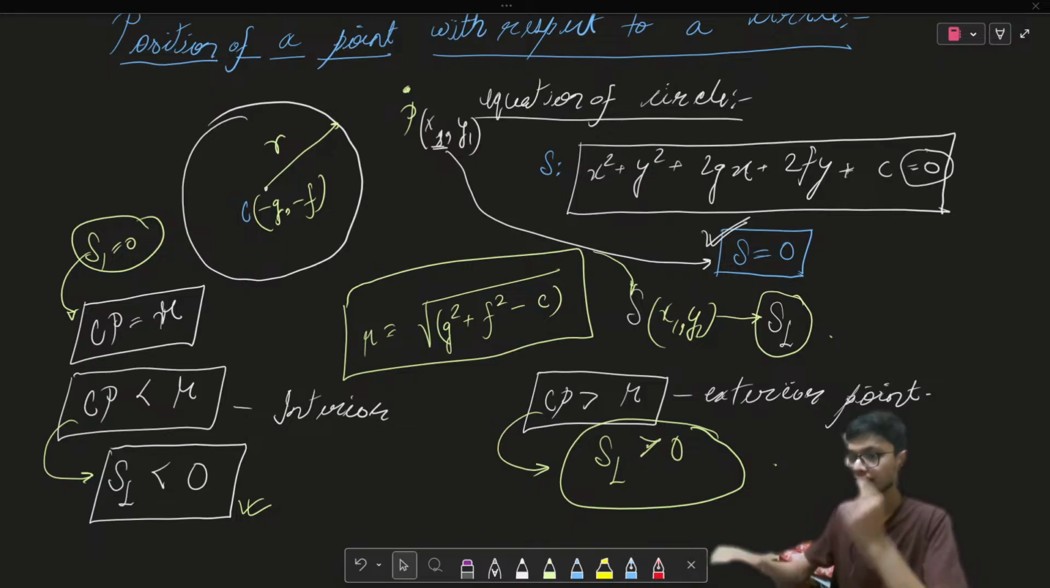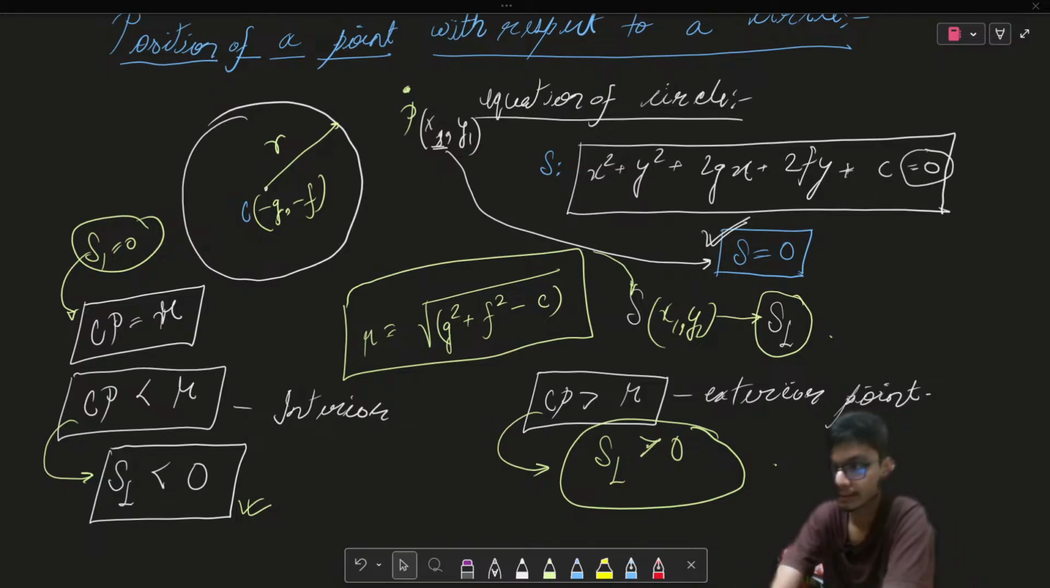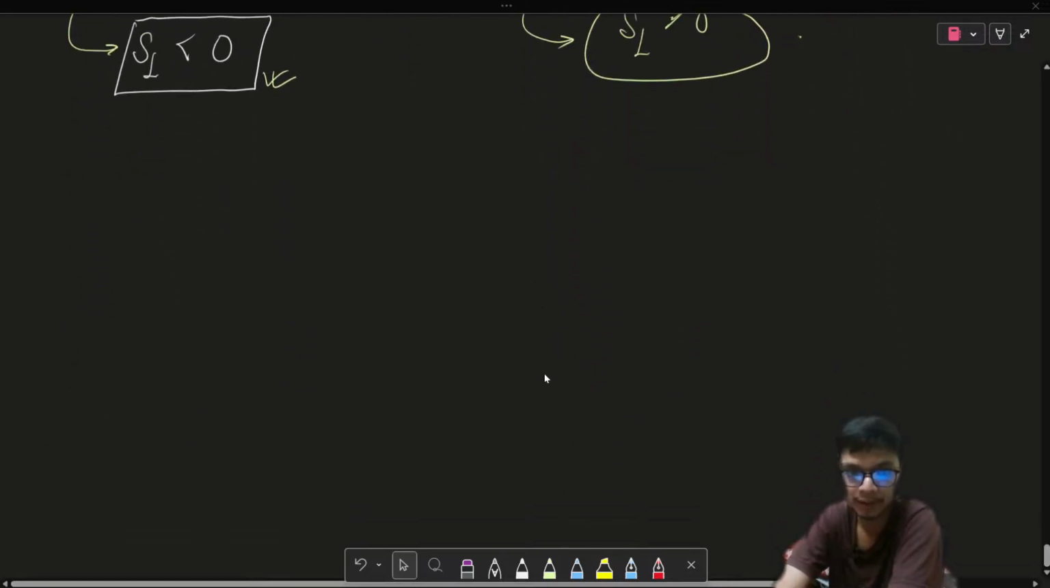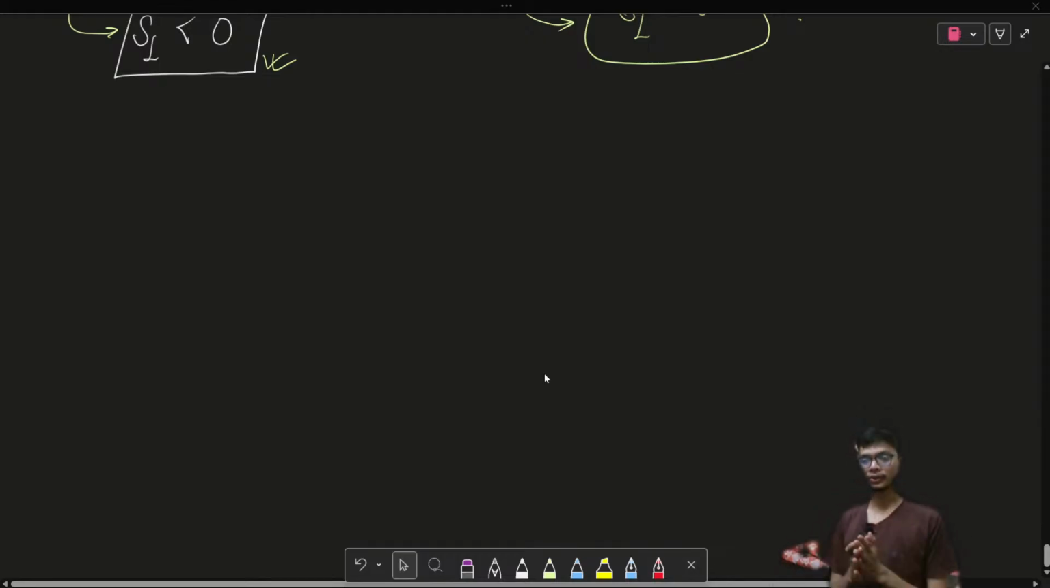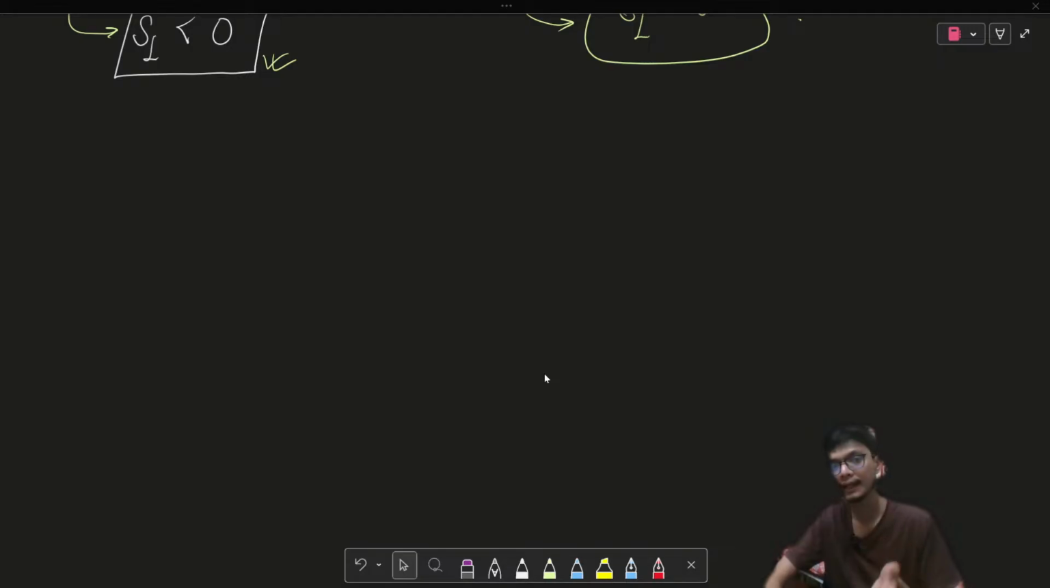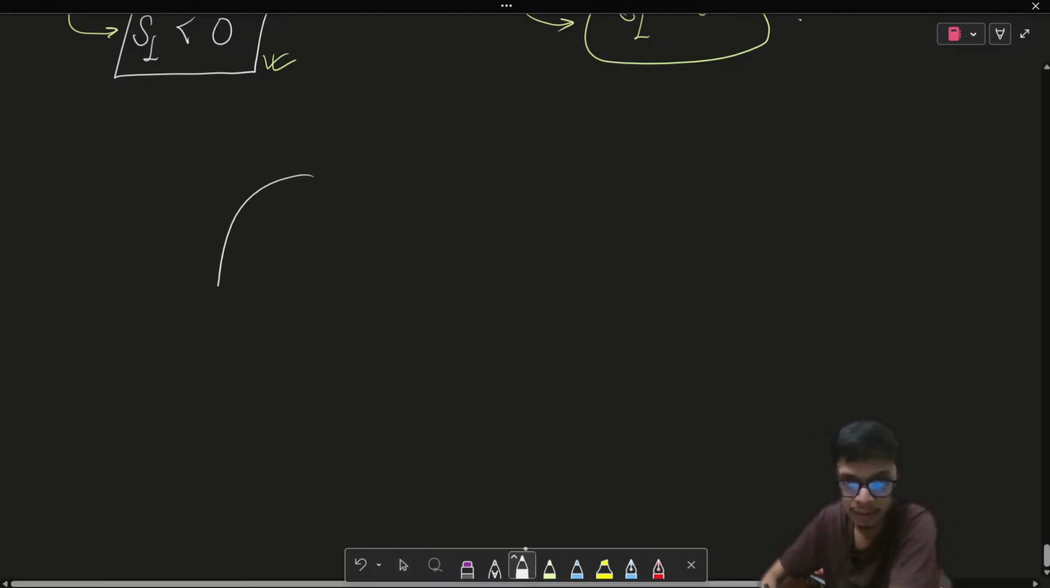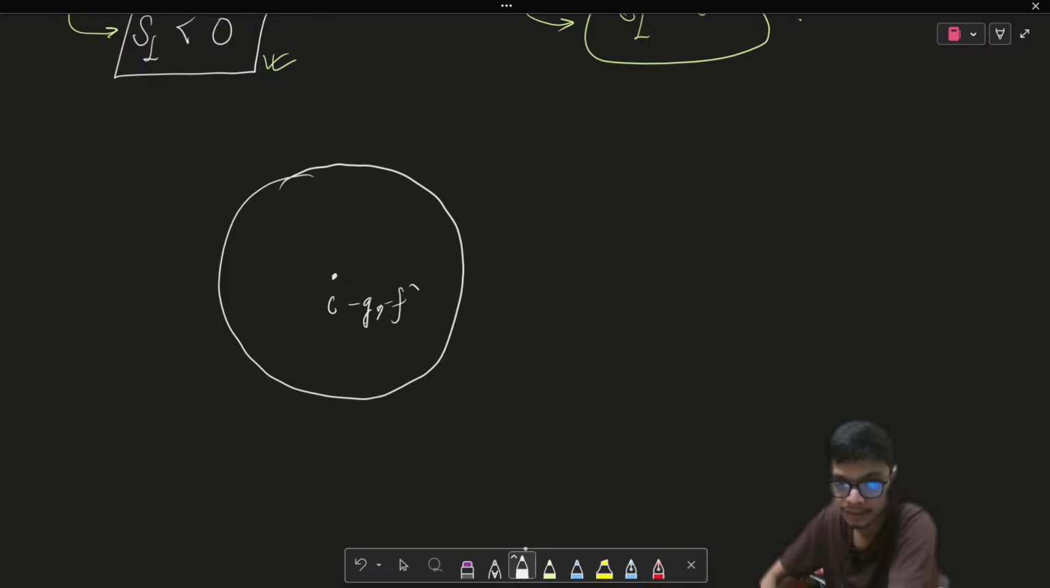Okay. All right. So let us quickly discuss how to find the minimum and the maximum distance of a point with respect to a circle. By far we have understood whether the point will lie interior to the circle, on the circle, or exterior to the circle. Now we will discuss that if I have the circle over here, how will I find the minimum or the maximum distance of any point with respect to the circle?